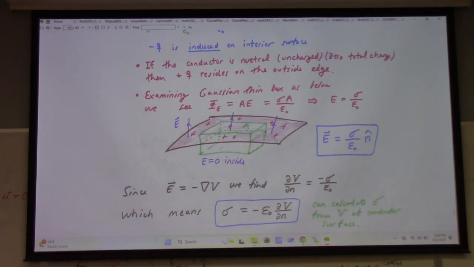And then, okay, we're going to come back to this next lecture, hopefully. Well, maybe not next lecture, but soon. If you have the voltage, you can figure out the surface charge density. So here's a problem we're going to solve in chapter 3.